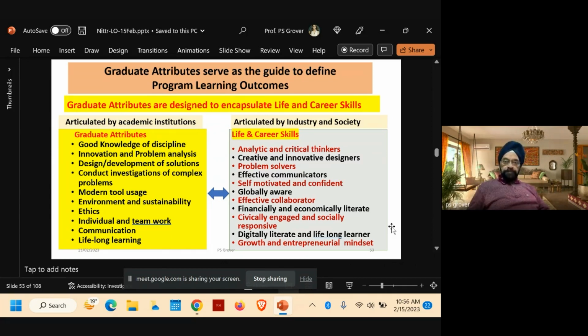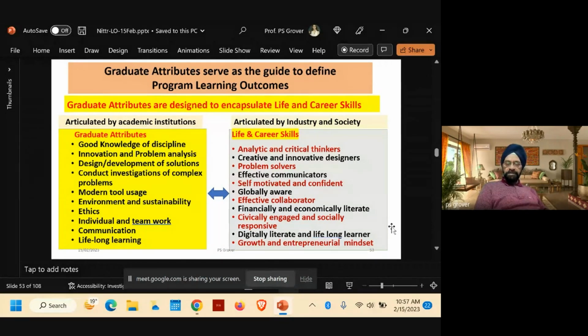And then, industry wants students who are critical thinkers. Industry wants students who are problem solvers. Industry wants students who are good collaborators. Industry wants students who have a growth mindset. Industry wants this kind of trained, educated student. If that is so, I express them in the form of graduate attributes. That is, whatever industry wants, whatever career skills are required, whatever life skills are required, we just jot down.